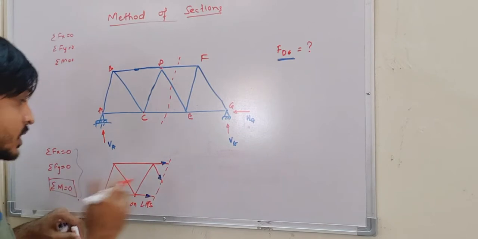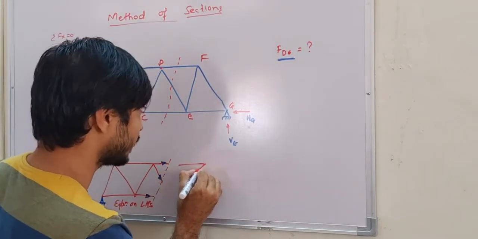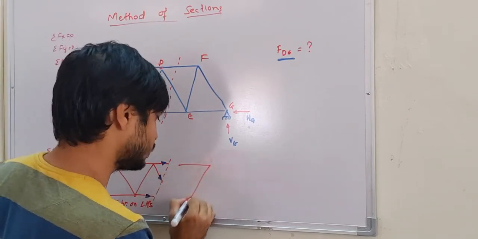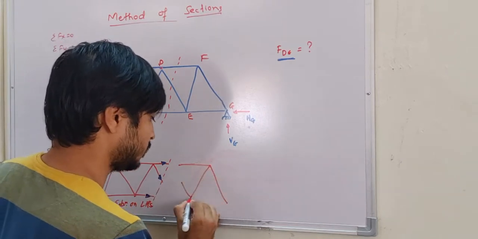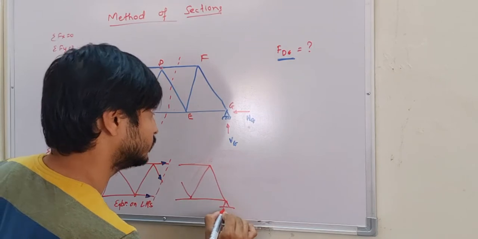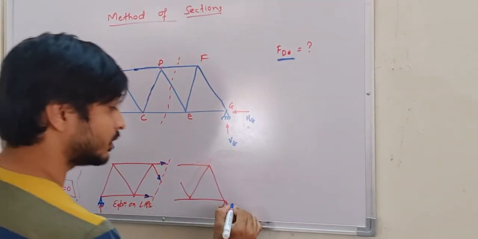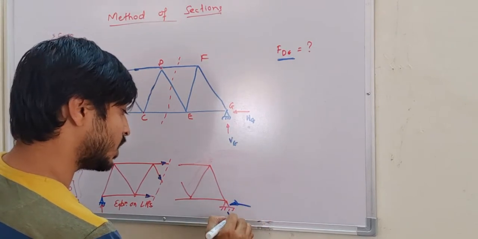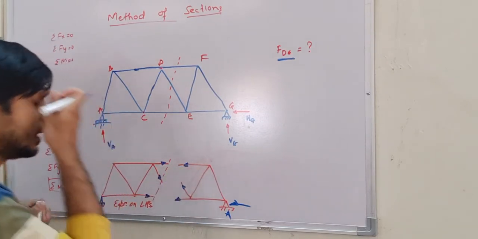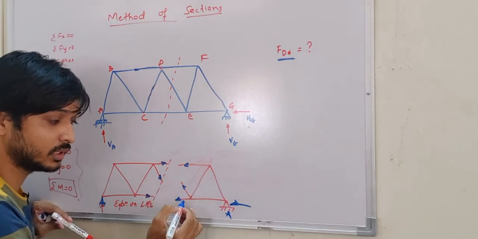Or similarly, instead of using this side, we can use the other side also. So this also I can consider. Here what are the forces I get? One here and then one here. This one I'll assume tension, this one tension, this one tension. Again, how many unknowns do I have? One unknown, two unknown, these are the three unknowns.